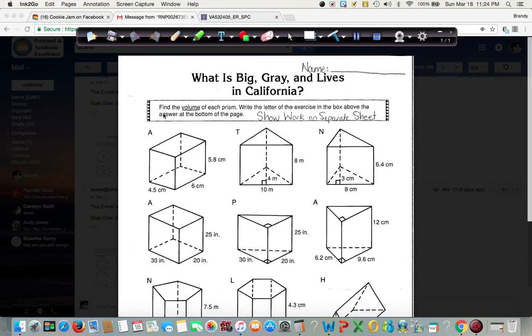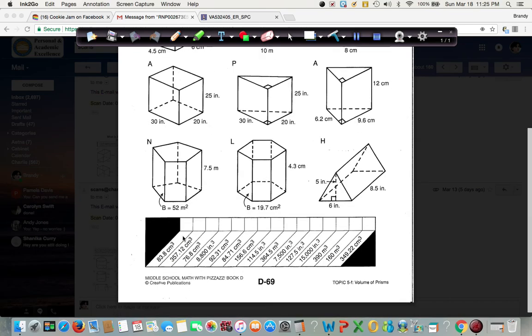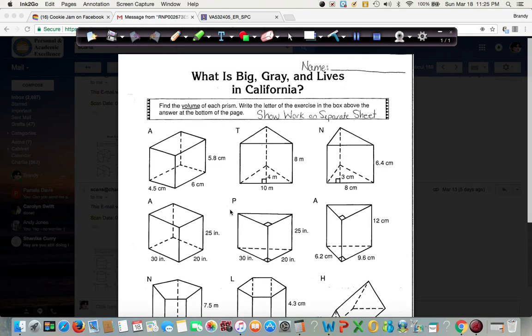So this worksheet is about finding the volume, and we are going to write the letter of the exercise in the box above the answer at the bottom of the page. For example, whatever we get for the answer for A, we're going to come down here, find our answer at the bottom, and write the letter A. If you get an answer that is not listed at the bottom, that means you did something wrong and you need to go back and check your math and check your formula.